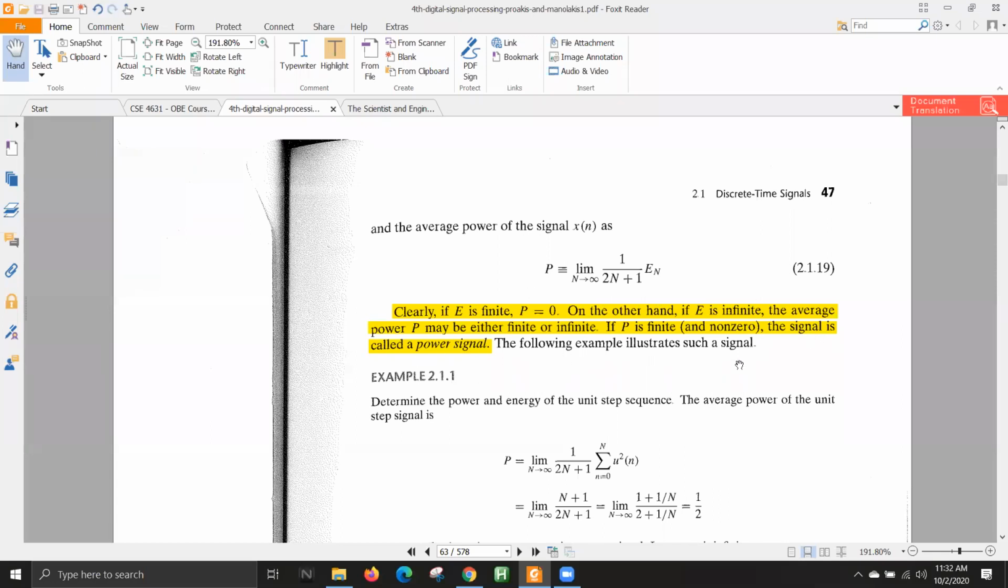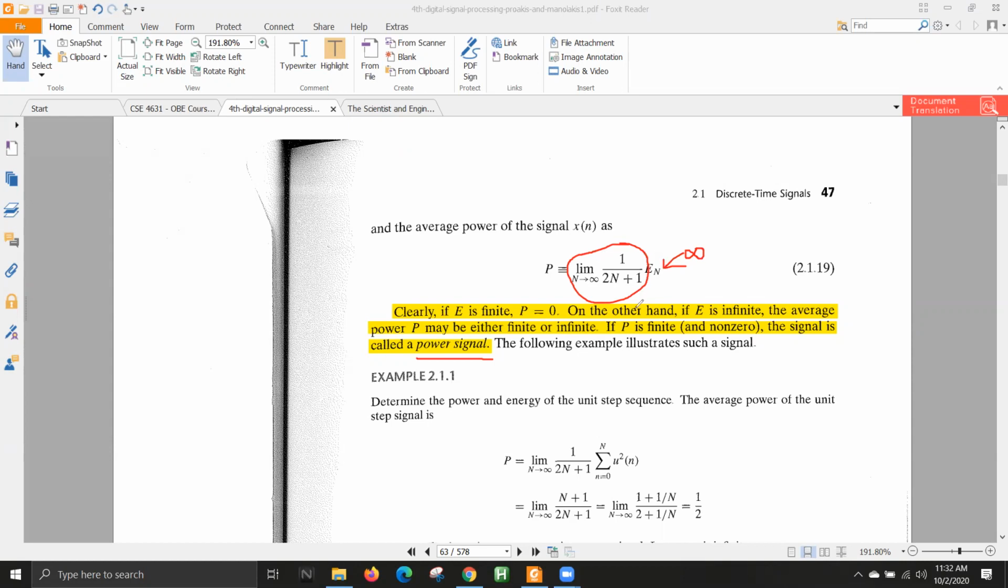So what was the name of the second one? Not finite energy, but average power is finite. Yes, that is called a power signal. So a power signal is when you have e as infinite, but you can apply the limit operation, and you will get the whole thing as finite. This is not infinite. When that happens, this is called a power signal.